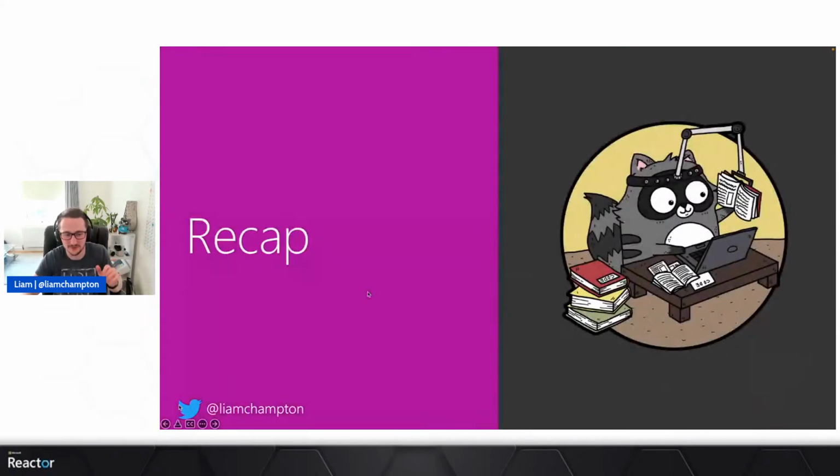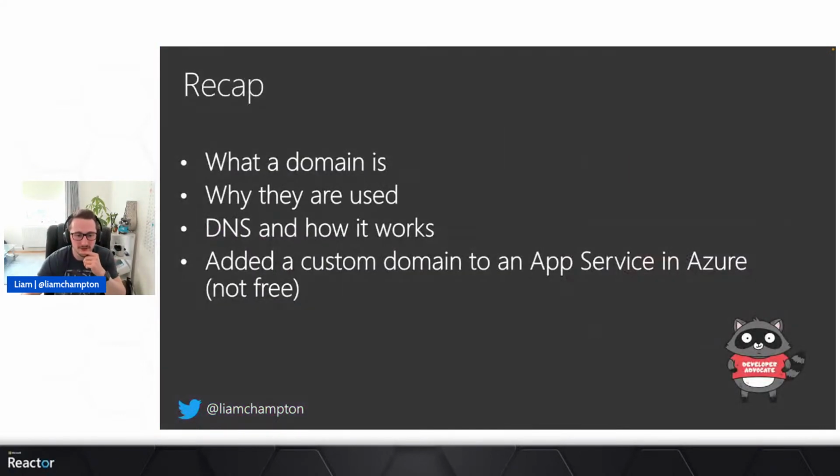So a quick recap of what we've done. We've been through what a domain is. So hopefully you know what a domain is. It is obviously a readable format, which is then translated into IP addresses, which are then readable by servers because computers work in numbers, humans work in words. We understand why they're used. And we understand DNS and how it works. So the whole sort of back and forth handshaking between servers. And I've showed you how to add a custom domain to an app service in Azure, which is really fun.